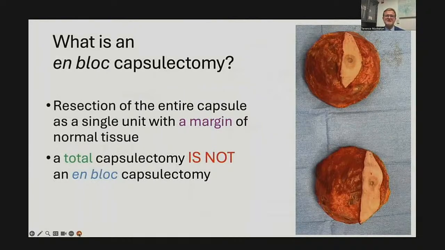So for me, this is resection of the entire capsule as a single unit with a margin of normal tissue around the capsule. So this is not synonymous with a total capsulectomy. A total capsulectomy means the entire capsule is removed, but it doesn't necessarily mean that there is a margin of normal tissue around it. That is what you need to do an en bloc capsulectomy. So if that means you have to take out some muscle, some cartilage, some rib, some pec, some skin, in order to truly get a margin on the capsule, that is what you need to do. That is an en bloc capsulectomy. It's not just shaving the capsule off of the adjacent tissue.